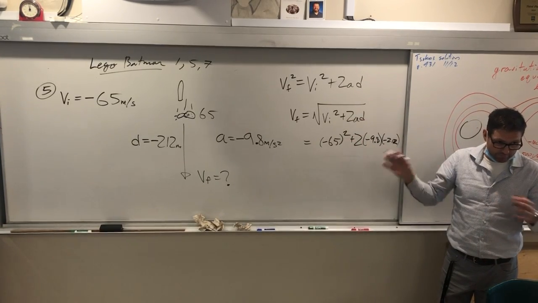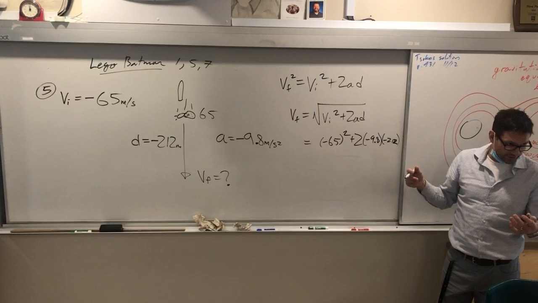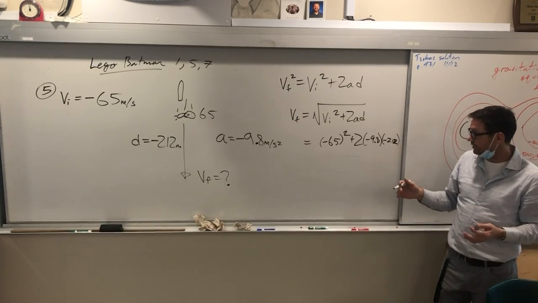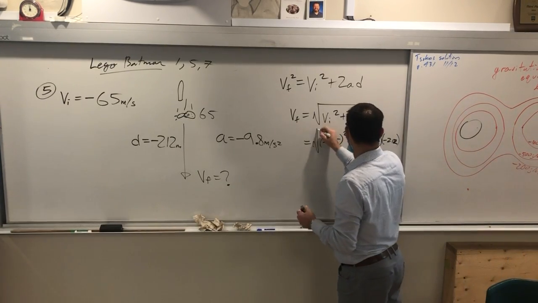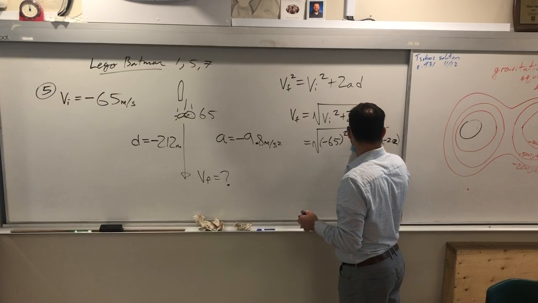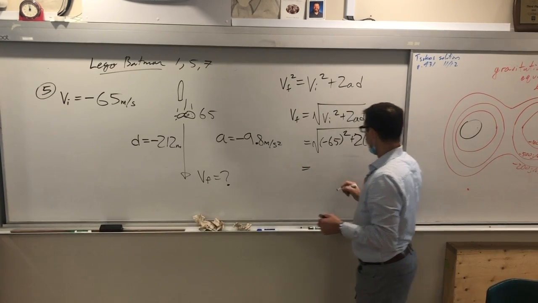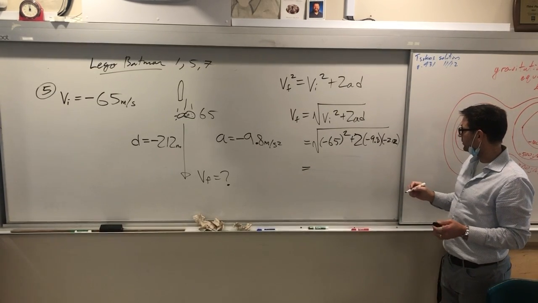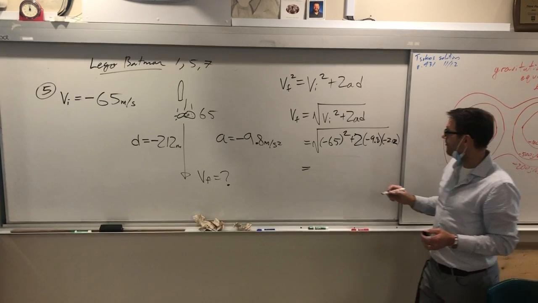So in the end, it doesn't matter if you use negatives or positives. They just all have to be the same. We got to square root this all. If you calculate that all out, I haven't done it yet. What do you get? 4,225. That's handy.